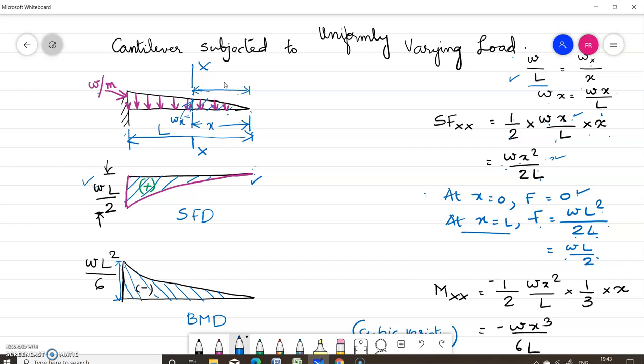Now here you can see the equation for shear force is w x square by 2L. So this equation varies with x square, which means this is a parabolic variation. The variation is parabolic. Now we have to draw the bending moment diagram.